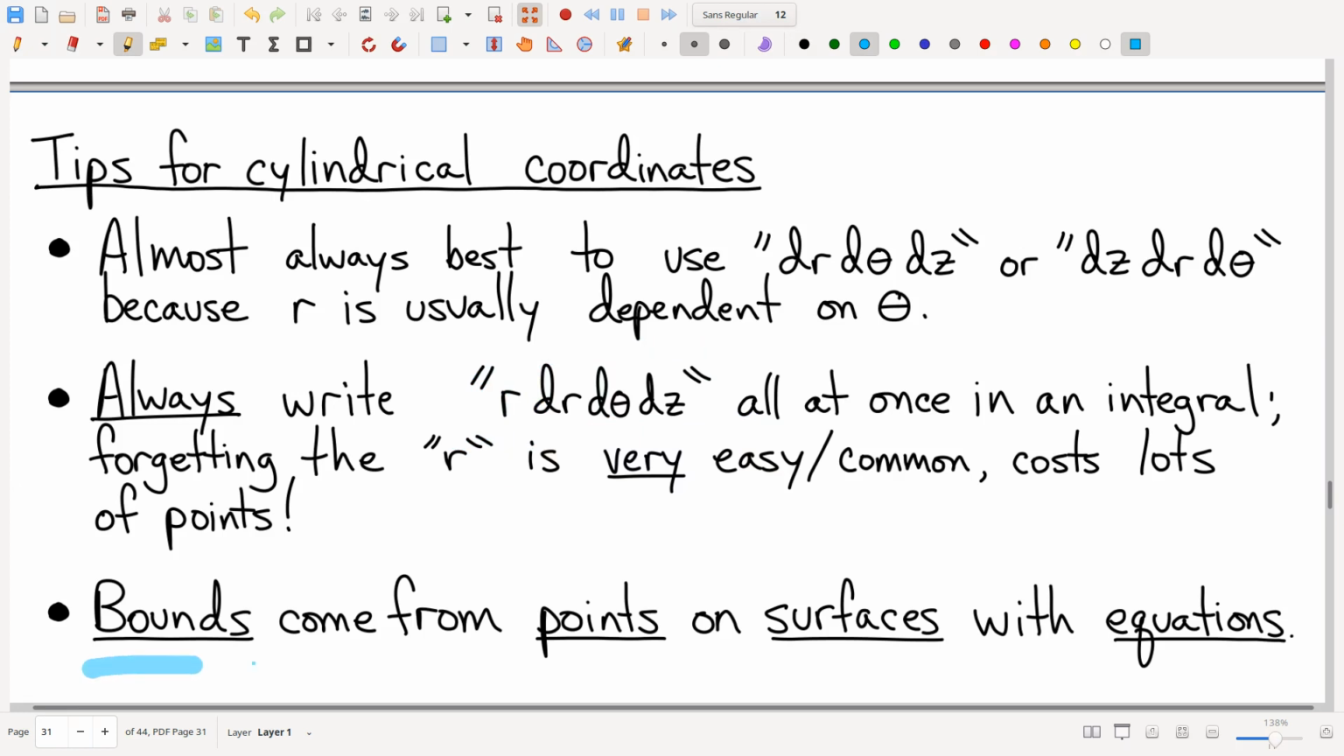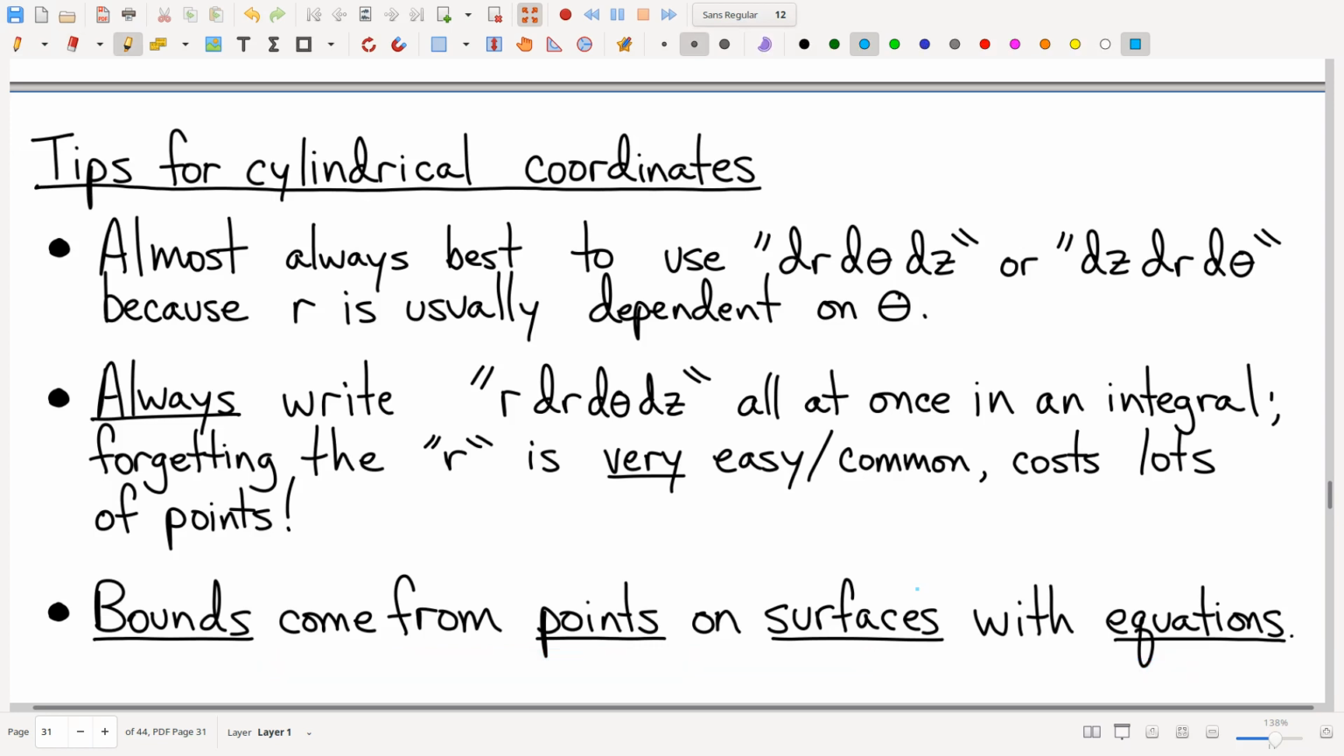And then again, just like with every other kind of slicing that we've ever done, we're going to be looking at bounds on our iterated integrals. There are relevant points that will determine them. Those points will be on various surfaces. Those surfaces will have corresponding equations. Solve for what you want, just like everything else we've ever done.